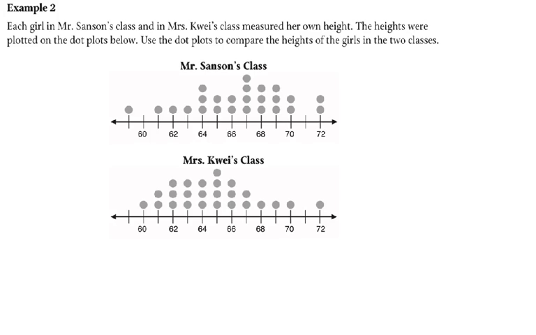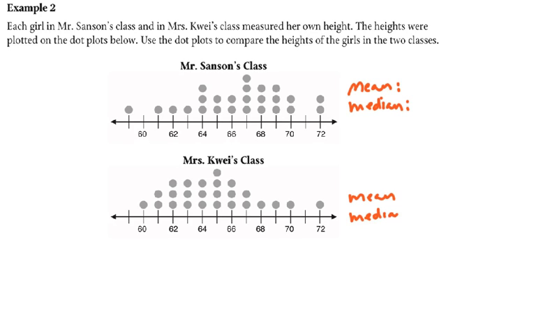Okay, all right, let's take a look at example 2. So turn over to this one. So each girl in Mr. Sanson's class and Mrs. Quay's class measured her own height. The heights were plotted on the data dot plots below. Use the dot plots to compare the heights of the girls in the 2 classes. Okay, so again, we can find the mean and the median, being that we have the numbers, right, for each one.